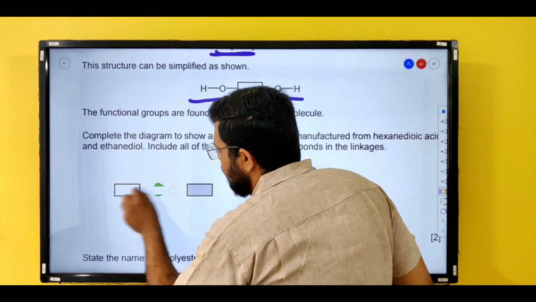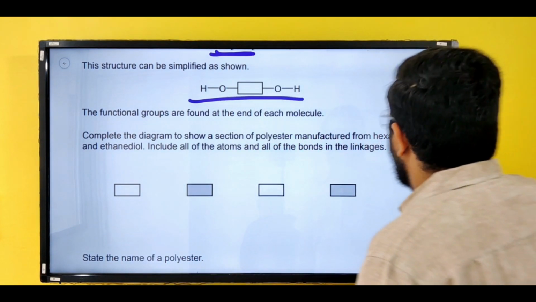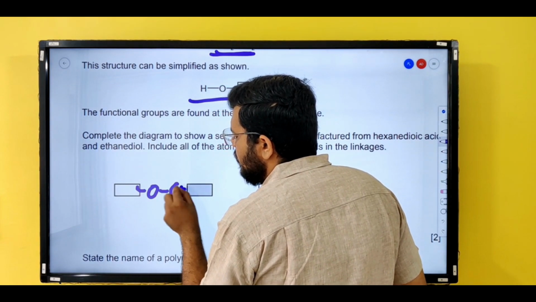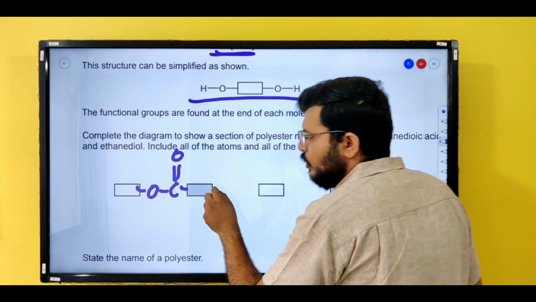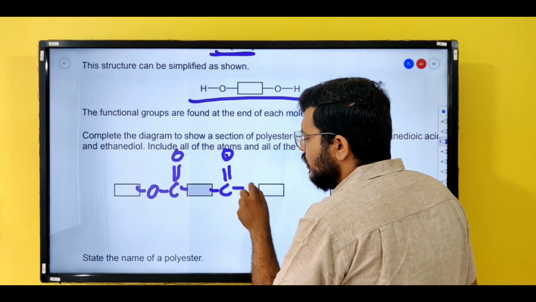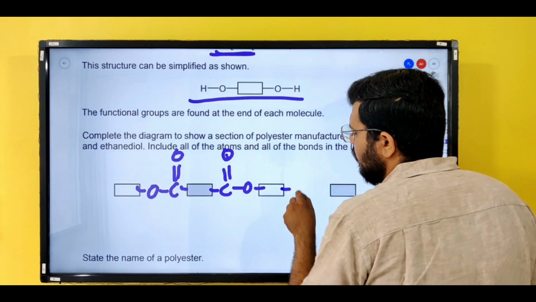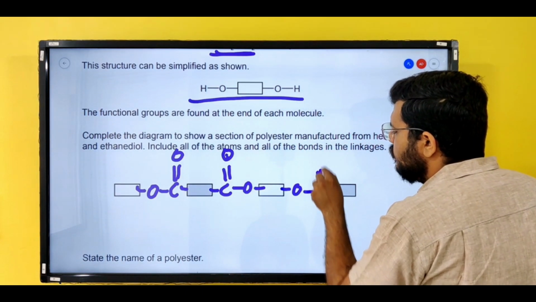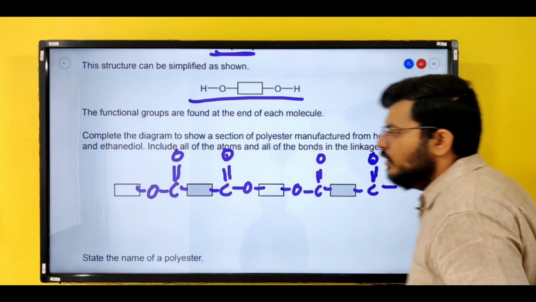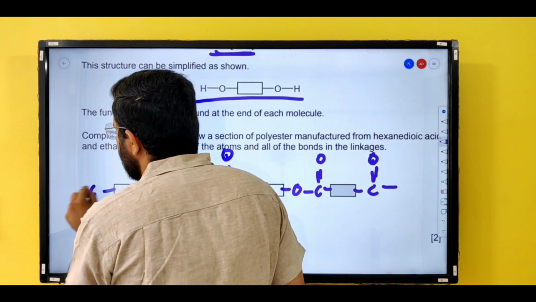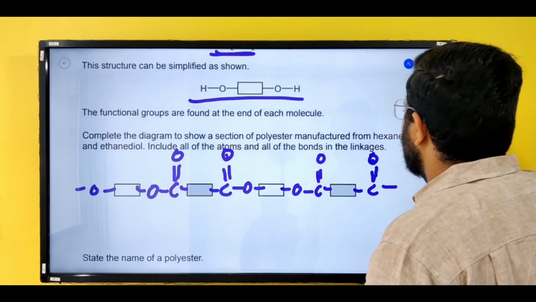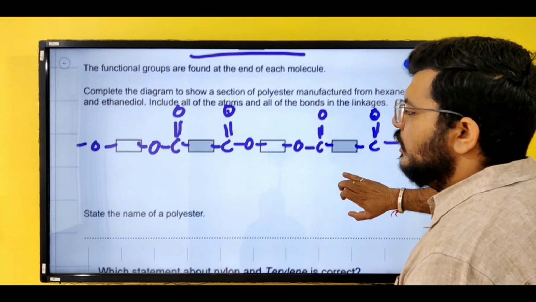Let me write a little bit smaller. Okay, so there is oxygen here, there is a carbon here, and the carbon has a double bond O. Don't forget to write the carbon here only, right? Double bond O, again oxygen, bond, oxygen, carbon, double bond O, bond, carbon, double bond O, and an open bond to show that this chain is continuously repeated. Right? We have shown all the bonds and all the linkages.